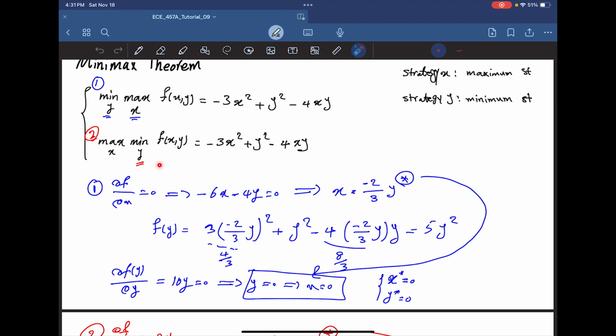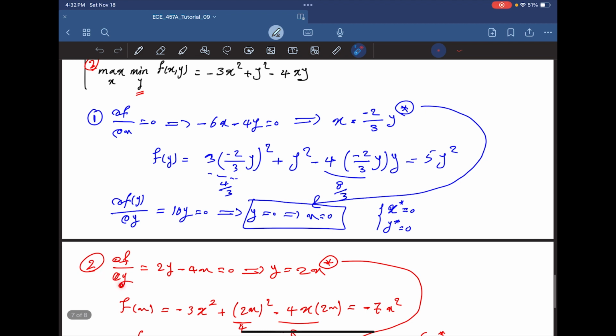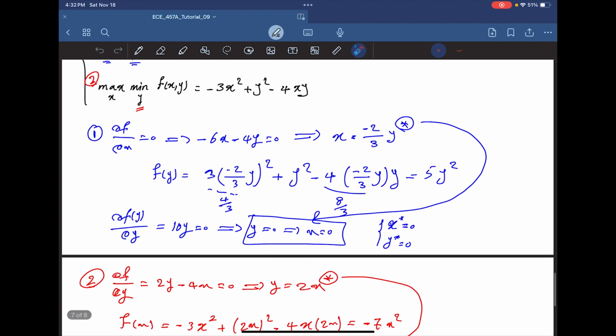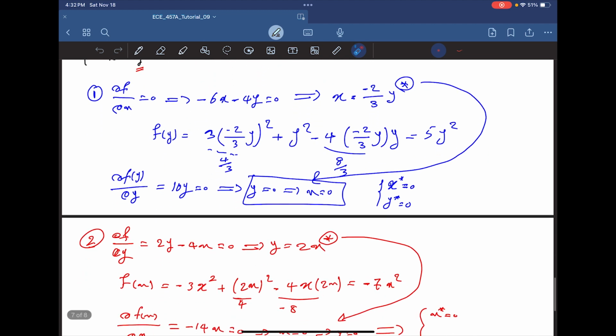Now we need to consider the second example. The same procedure applies to this optimization problem as well. But here, because y is the first one, we need to take the derivative of the cost function with respect to y first, and equate it to 0. So the partial derivative of f with respect to y gives us that y is equal to 2x. Because the last part is based on x, we need all the variables here to be x instead of y. So wherever we see y, we replace it with 2x. So it gives us this function.